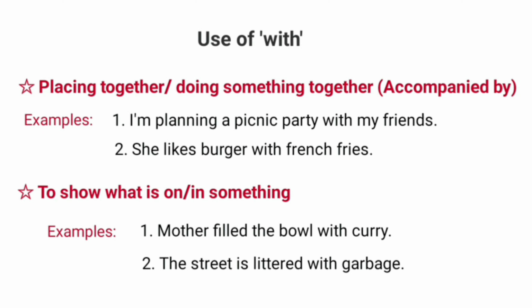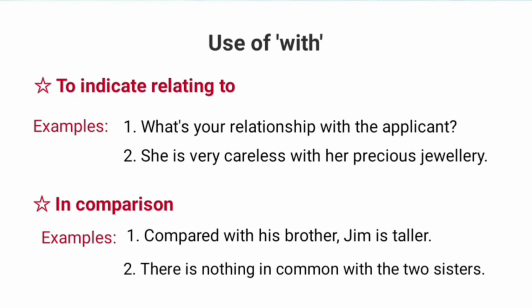With is used to show what is on or in something, like mother filled the bowl with curry. Here curry is in the bowl. Another example: the street is littered with garbage. We use with to indicate relating to, like what's your relationship with the applicant? Second example: she is very careless with her precious jewelry. Here jewelry is related to her.